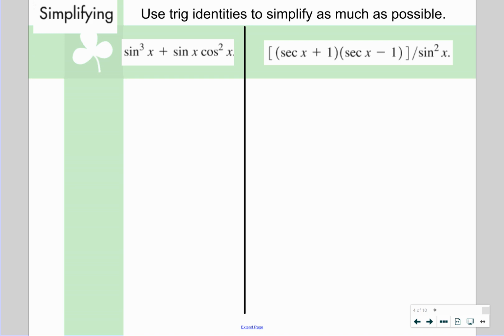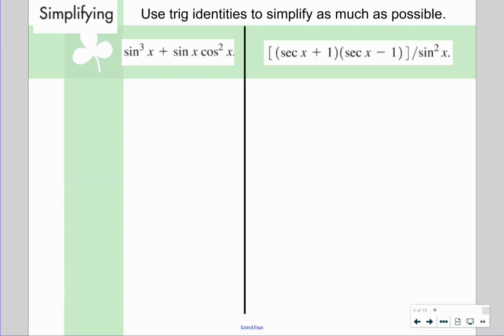Our job is to use those and our algebra skills to simplify these little expressions as much as possible. So that's what we're going to practice today, okay? So go ahead and write that first one down. Sine cubed plus sine times cosine squared. There's not going to be a whole lot of numbers in simplifying these, like with unit circle values. It's more so just being able to manipulate the trig functions, okay? So sine cubed plus sine times cosine squared.